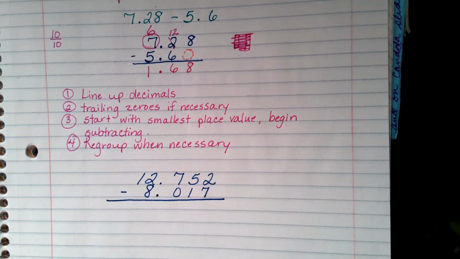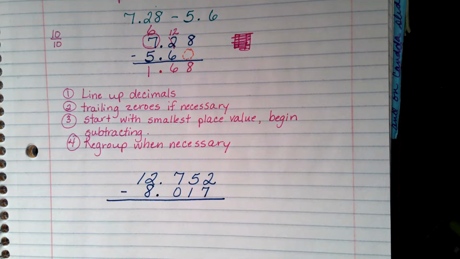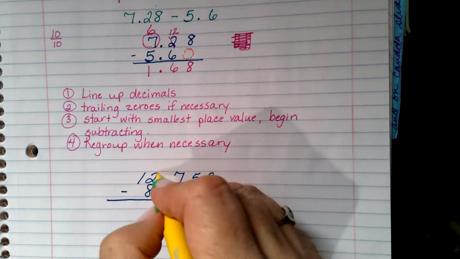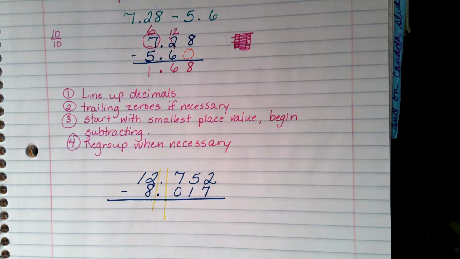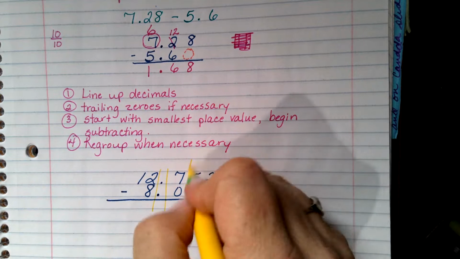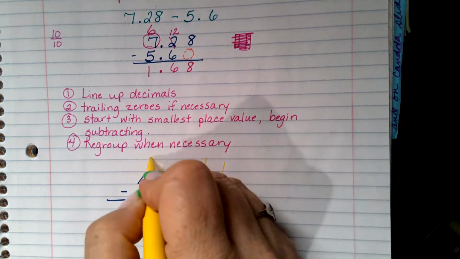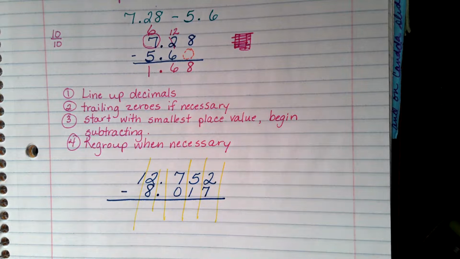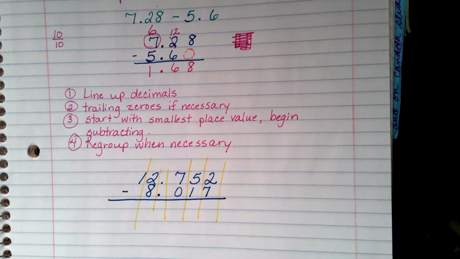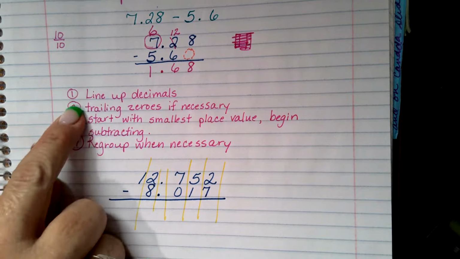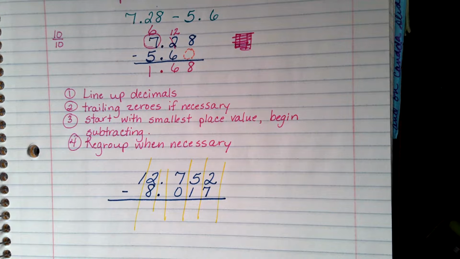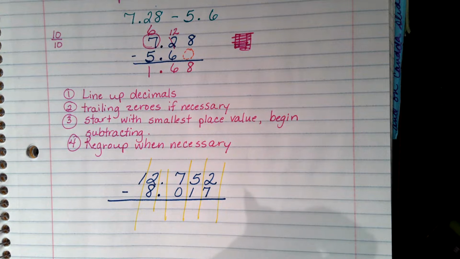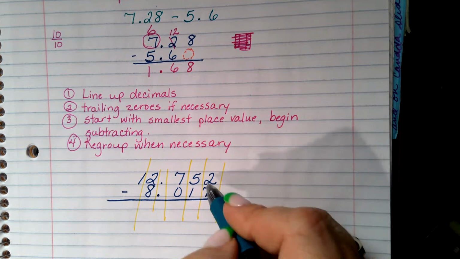Now, notice the first thing I did when I wrote this problem out is I lined up my decimals. Therefore, all my other place values lined up as well. Okay, this is step one. We've lined up our decimals. Do we have any trailing zeros? We don't need any trailing zeros right now. So we're going to start at the smallest place value and begin subtracting.